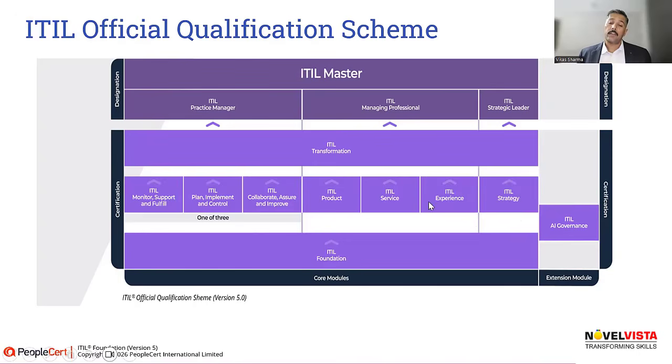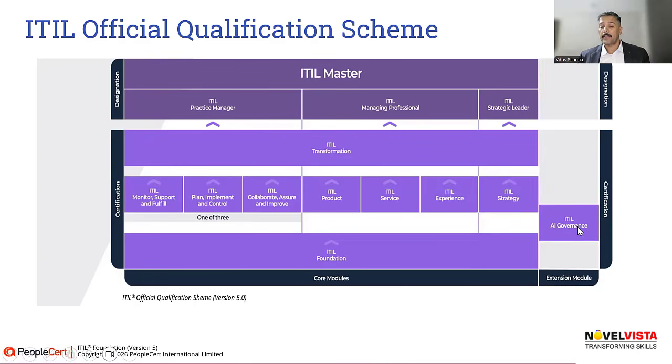Here, the important point is that ITIL transformation can be done anytime. And if you have done it once, you don't have to repeat it for any of these designations. You have to just do it once. If you have covered ITIL transformation in managing professional and you're going for practice manager, you don't have to repeat it. And if you're going for ITIL strategic leader also, you don't have to repeat it. You have to do ITIL transformation only once.